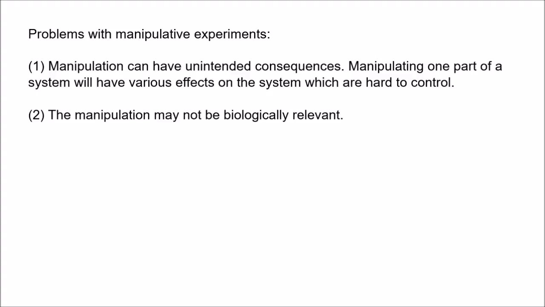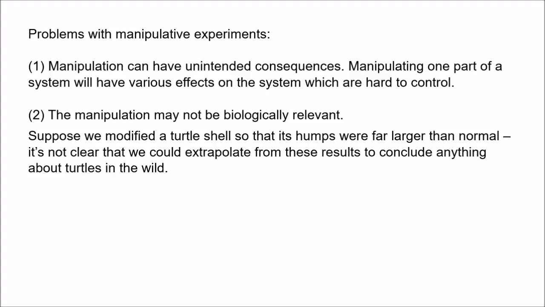A second problem is that manipulation that we do may not be biologically relevant. We might modify a turtle so that its humps are far larger or far smaller than would be normal, but then it's not really clear that we can extrapolate from any results to conclude anything about turtles in the wild, as they actually live in nature. Because if we've manipulated turtles so that their humps are far larger than normal, then we've been studying something that's outside the naturally occurring norm. This would obviously be a problem if, say, we were to make the humps 10 times bigger than normal. Even if we think that larger humps improve swimming ability, there's obviously going to be a limit to that. Humps that are too large will interfere with swimming.